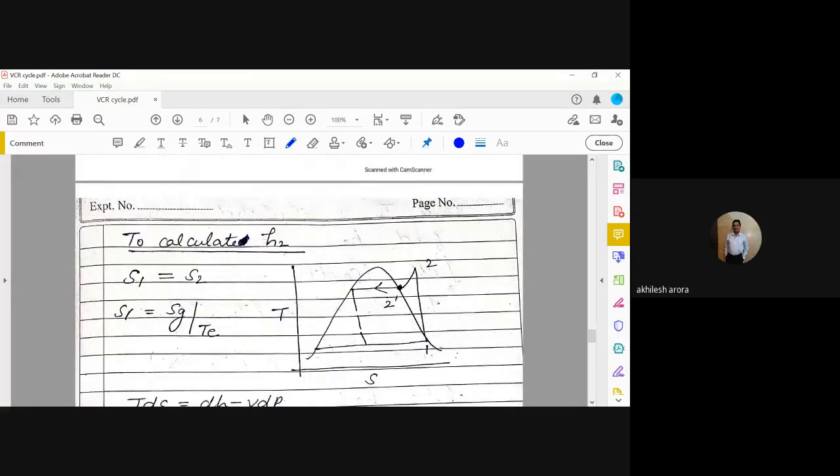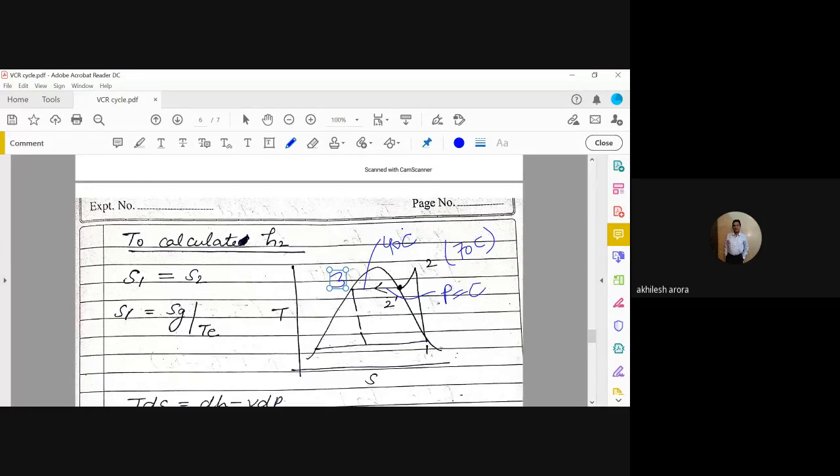Now, before I explain to you how to calculate H2, I would like to tell you one more thing. This is point number 3. I told you at state point 2, the temperature could be 70 degrees Celsius, and from process 2 to 3, the temperature, let us say, is 40 degrees Celsius. Now when I say condenser temperature, during the process 2 to 3, the pressure is constant. This is a constant pressure line.